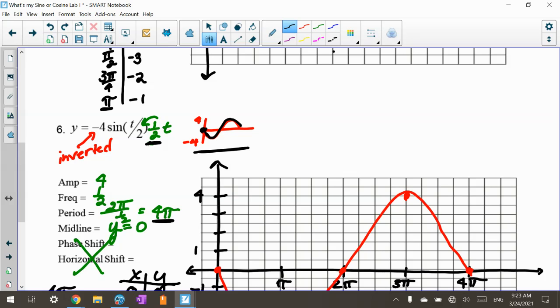To do my period, I did 2 pi over my frequency. 2 pi over a half is like 2 pi times 2 over 1, so that's 4 pi. So that should make sense to you that if I only see half of it, it's going to take me twice as long to see the whole curve.